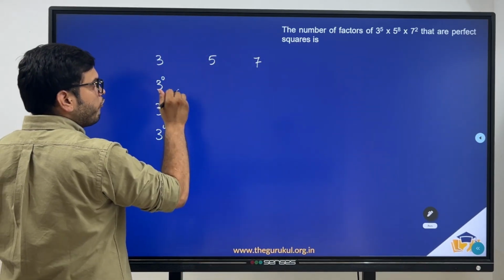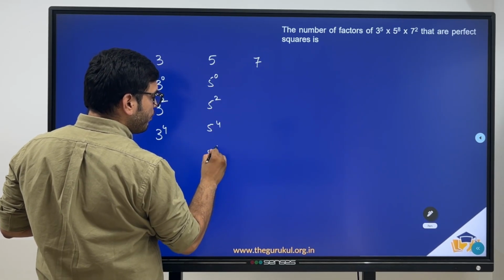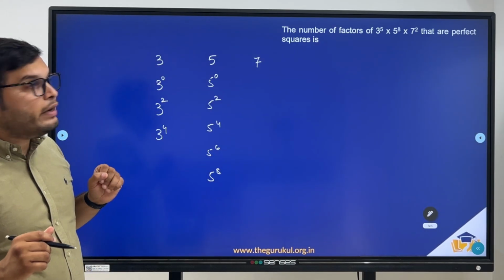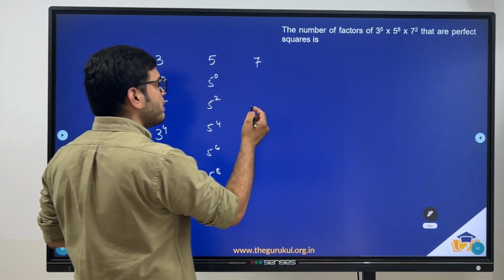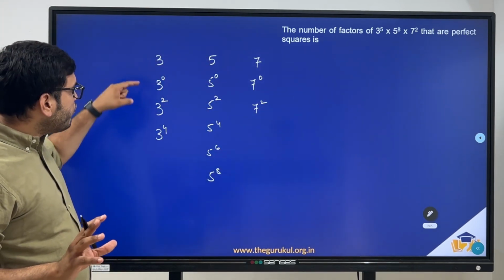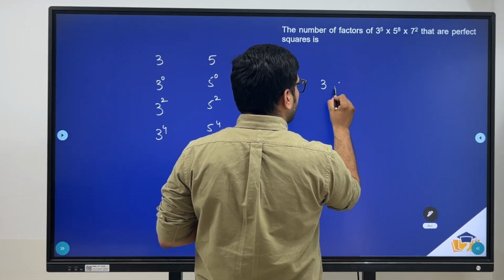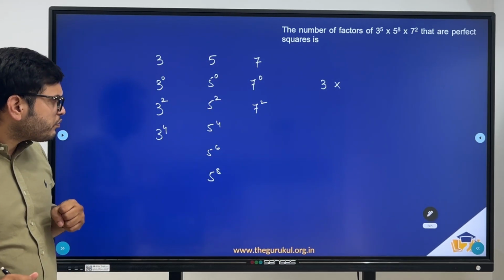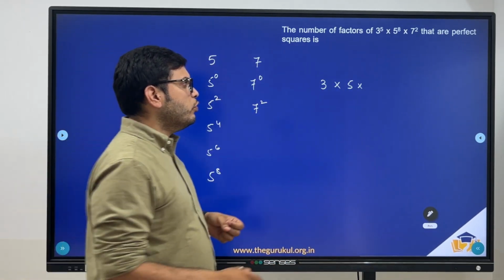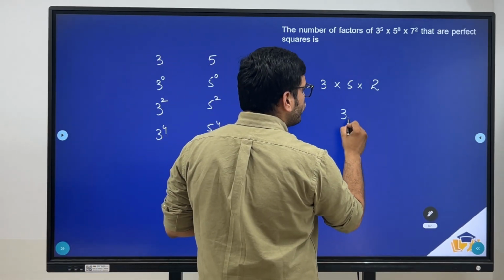Similarly for 5: 5 power 0, 5 power 2, 5 power 4, 5 power 6, and 5 power 8. So you have 5 possible values for the powers of 5. Now coming to 7: 7 power 0 and 7 power 2. All we need to do is select one out of each. In how many ways can we do that? 3 ways into 5 ways into 2 ways. 3 into 5 is 15, 15 into 2 is 30, which should be the answer to this question.